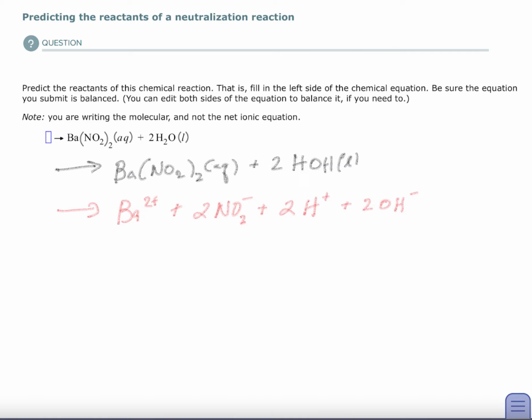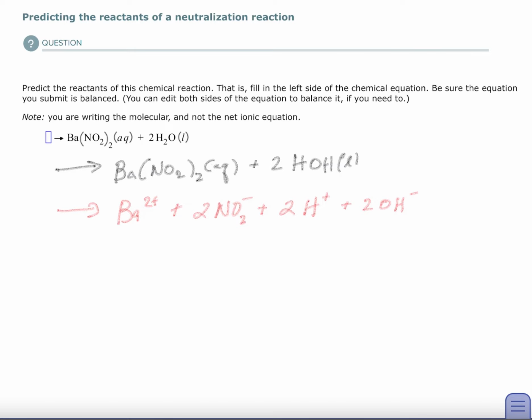Now, the periodic table tells me that barium is in the second group. That means it has a positive 2 charge. It's a cation with a positive 2 charge. The NO2 that joins with it completely balances that, so there's 2 NO2s, and it balances with a positive 2. That means each of them had to be -1. So I have 2 NO2 -1s. So I'm just breaking them into ions. Then I broke the water into ions as well. I broke the water into 2 protons and 2 hydroxide ions.